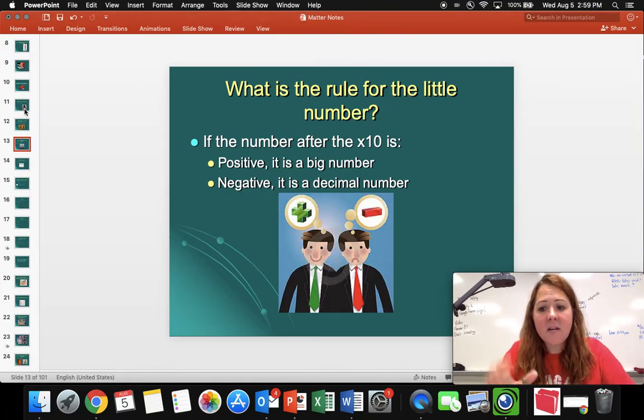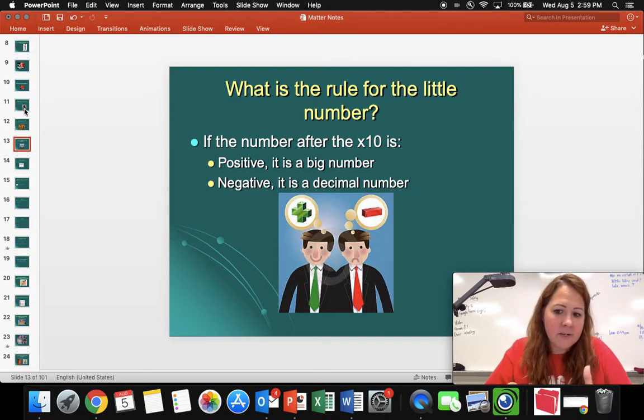So if it's times 10 to the 5th power, that means you're taking your coefficient times 10, times 10, times 10, 5 times, because it's to the 5th power. Now, if you have a negative exponent, what that means is you have to divide by 10 that many times. So if it's times 10 to the negative 5th power, you would divide by 10 5 times. So divide by 10, divide by 10, divide by 10, divide by 10. And that's why you end up with a tiny number or a decimal type number.